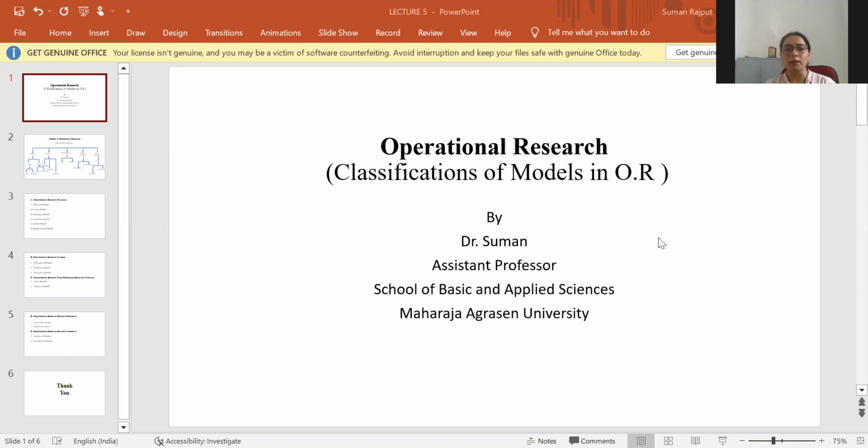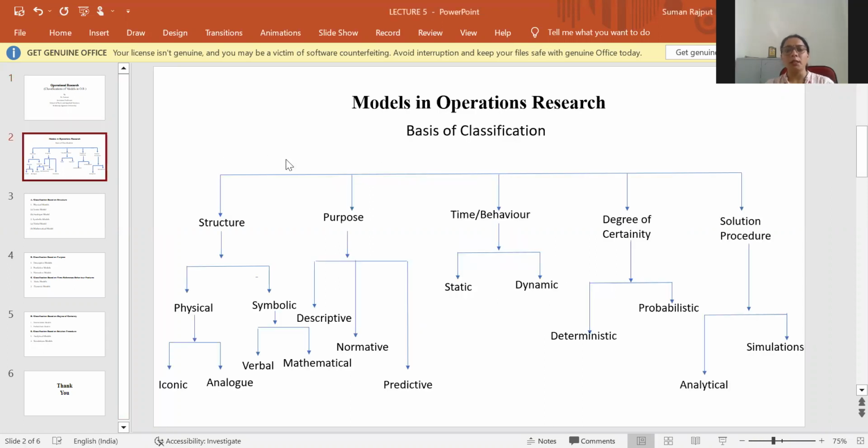My today's topic of operation research is the classification of models in operation research. So let us see some classification of operation research. These models are classified on the basis of structure, purpose, time, behavior, degree of certainty, and solution procedure.